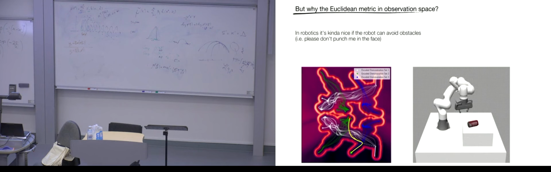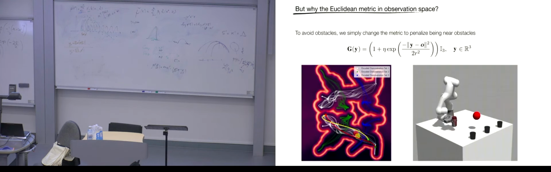So, here's the robot moving around, and one of the design criteria is that if I step into the workspace of the robot, then I don't want to be punched in the face. I think that's a good design principle. So we want that robot to avoid obstacles. If we know where obstacles are, then we can simply change the metric in the output space to make it computationally expensive for a geodesic to go near an obstacle.